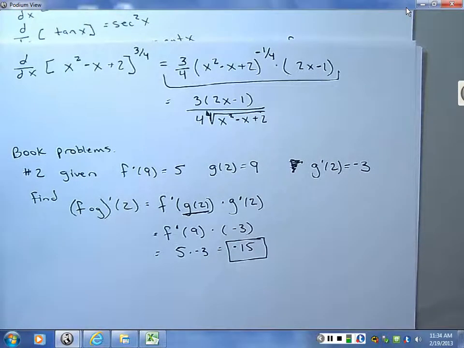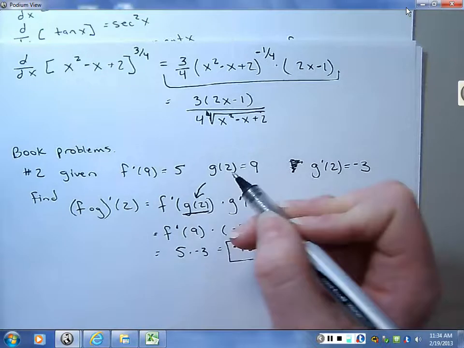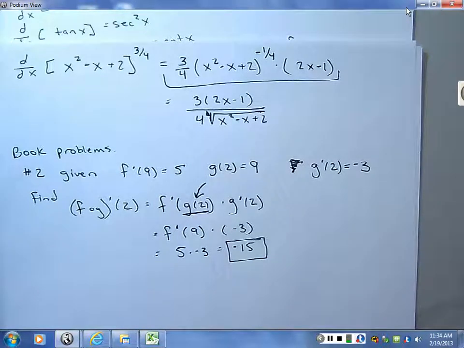So this is where the evaluated at the inside comes in. G of 2 is what I put into f prime. I don't put 2 into f prime. I put in g of 2. So f prime of 9 times g prime at 2, which is minus 3. I thought we were going to take the derivative of f prime 9.